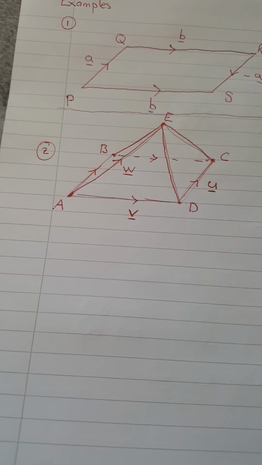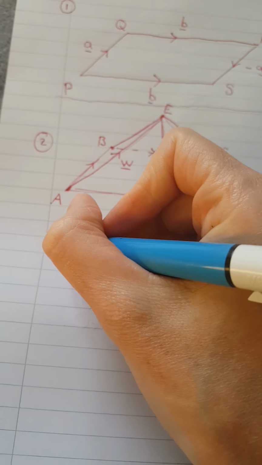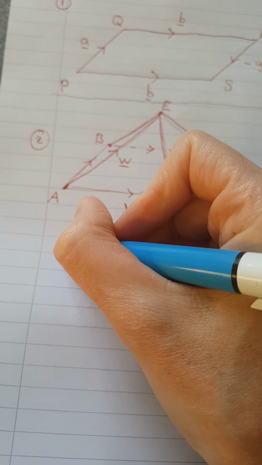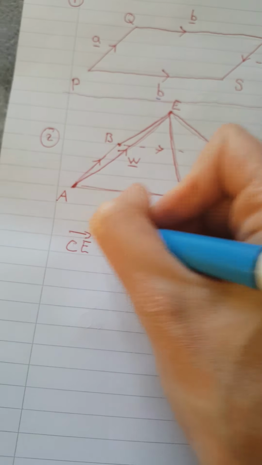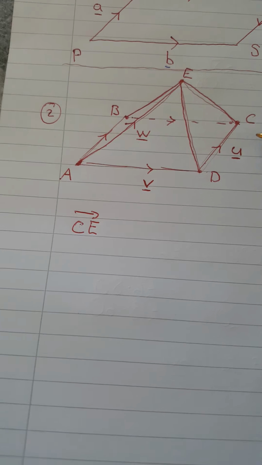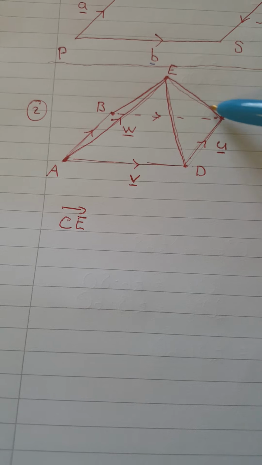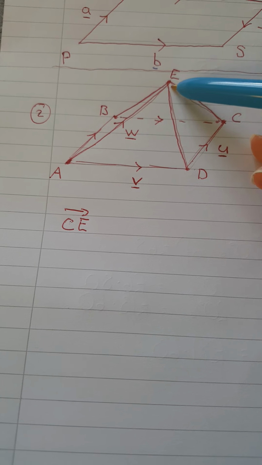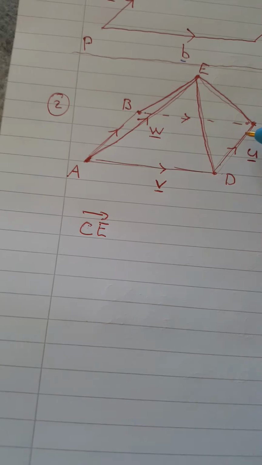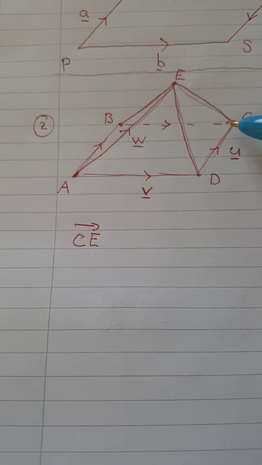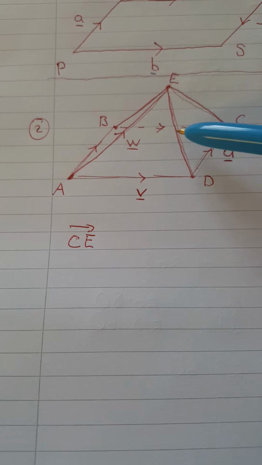Now, using these vectors, I want to find the vector CE. So I want to get from C to E. I can't go directly from C to E because I don't have a vector that takes me from C to E directly, so I'm going to have to use the vectors that I've got. How could I get from C to E? I could go here and up there, but I don't know that one there, so that's not going to help me.